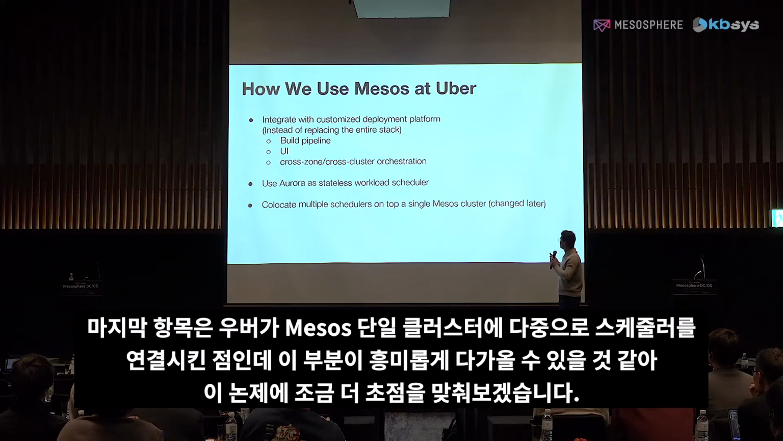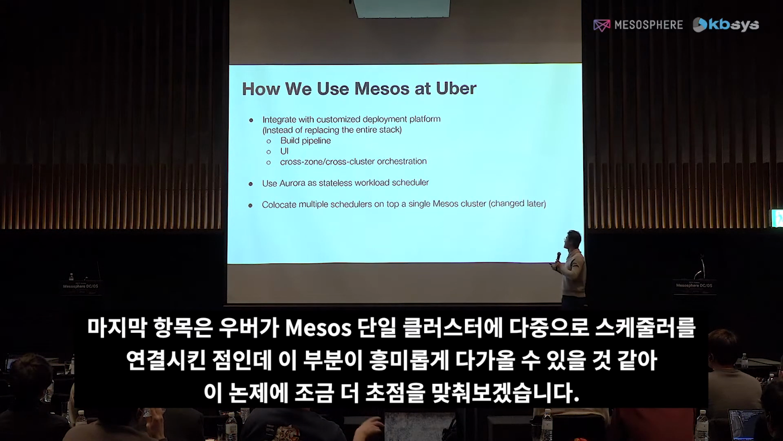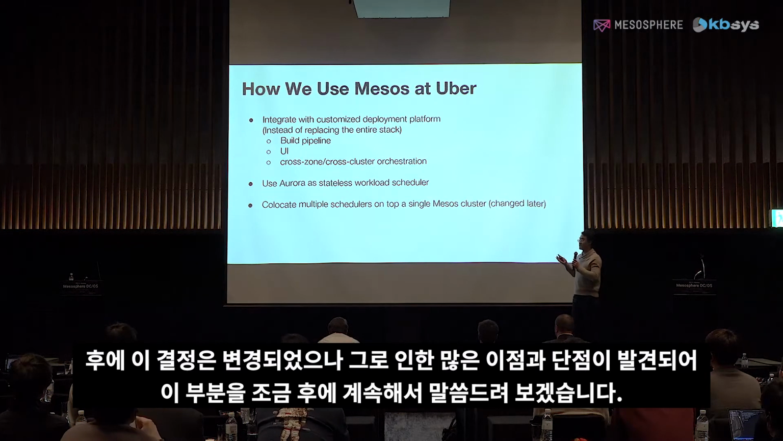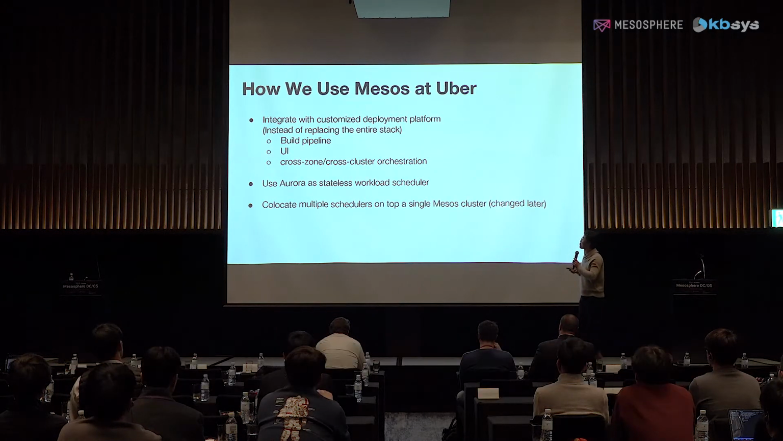The last point is also interesting, so I want to emphasize it: inside Uber, we co-located multiple schedulers on top of a single Mesos cluster. This situation changed later in the game, but you will see a lot of downsides and upsides related to this decision, which I'm going to talk about later in the slides.